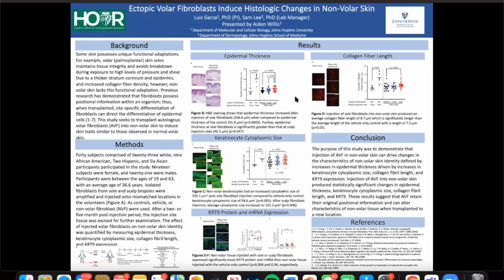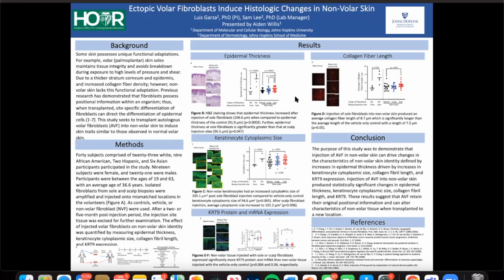And what this shows is that there are characteristics within those sole fibroblasts that are unique and actually drive increased epidermal thickness greater than other non-volar fibroblasts, or even volar fibroblasts from other locations in the body. And this is in line with what we expected to find, since the sole is characterized by really thick skin that is very resistant to degradation when put under stress.